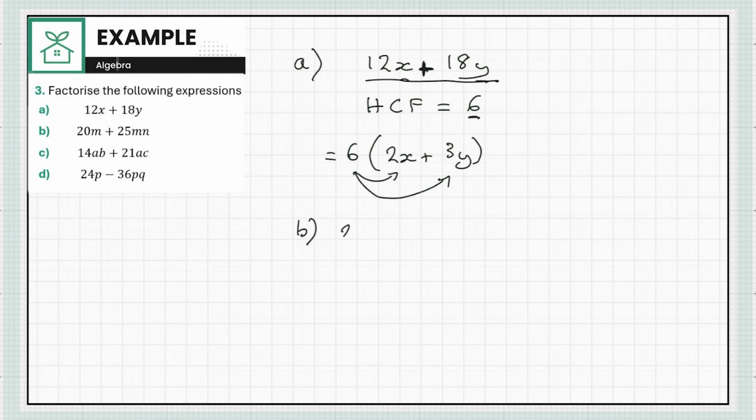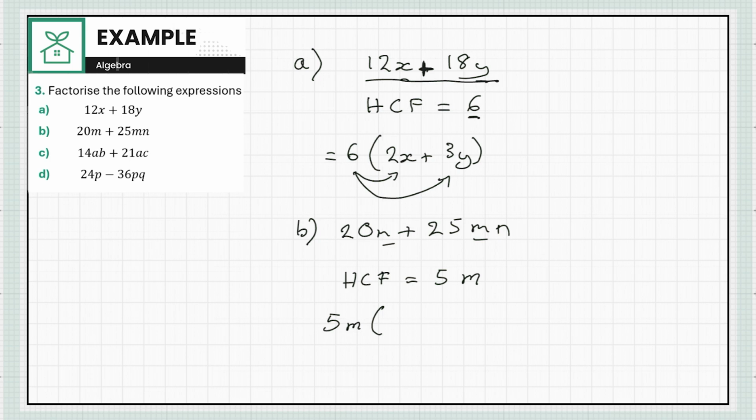Let's look at B. So we have 20m plus 25mn. Now we have a common pronumeral here, so that means at the end, when we determine our HCF, we're just going to tack the m on at the end. So the HCF for both of these is going to be 5, and then because they share a pronumeral, it's going to be m. So this is actually going to be equal to 5m, put a bracket out the front, and divide each term by 5m.